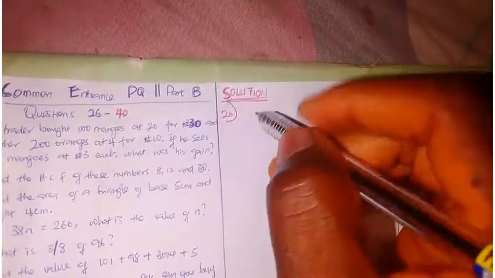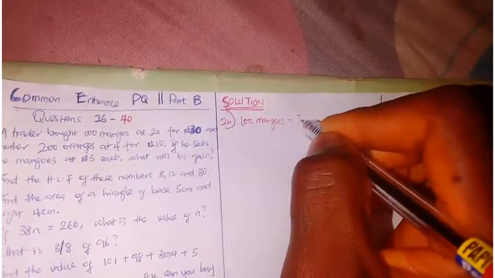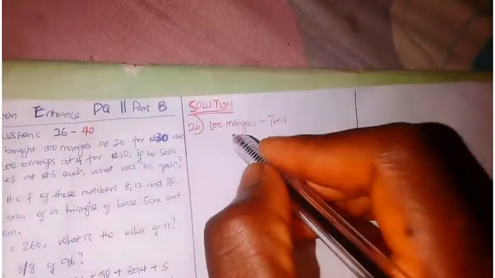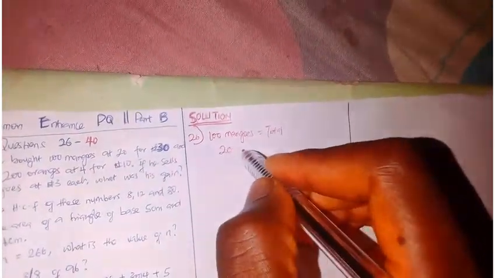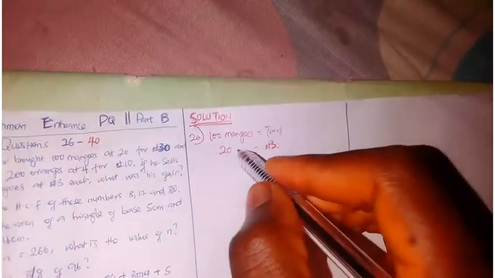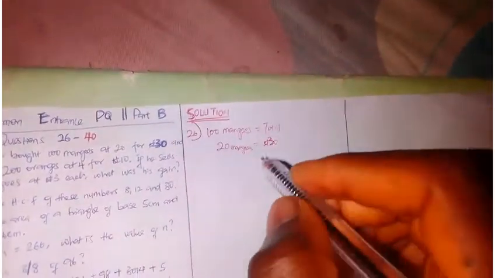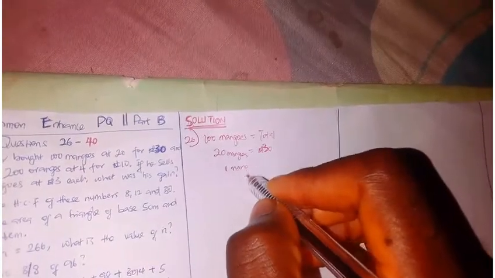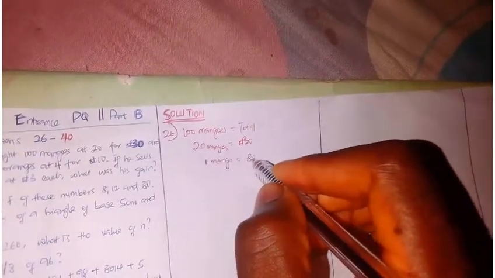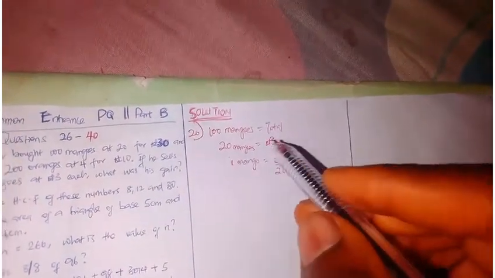Number 26. So total mangoes he bought was 100. That's the total. But he bought these 100 mangoes at 20 for 30 naira. That is, each 20 mangoes cost 30 naira. So one mango becomes 30 divided by 20. Why? Because if 20 mangoes can cost 30 naira, one mango will cost less. So that's 30 over 20.